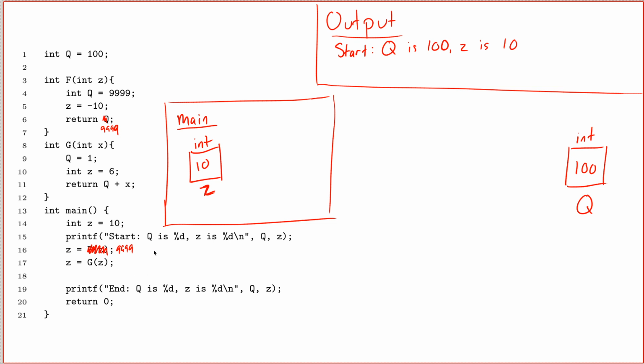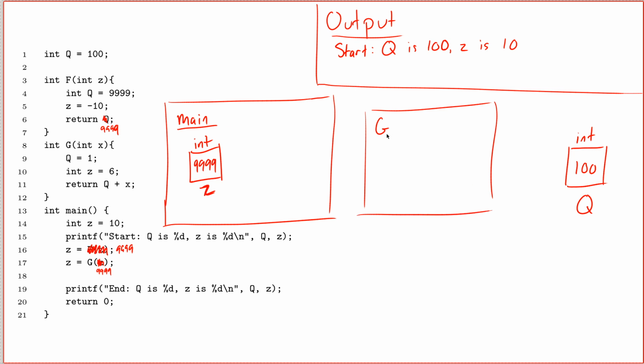Okay, so I'm back in main. Z equals 9999. So here we go. We set this to be 9999. And now I go to line 17. Okay, line 17 is also a function call. So I'm saying Z equals G of Z. So I sub in the current value of Z, 9999, and then I prepare a box to call my function G.